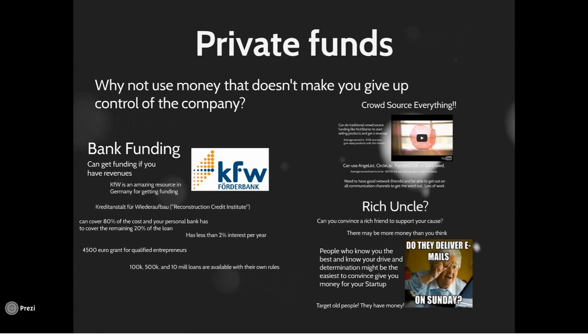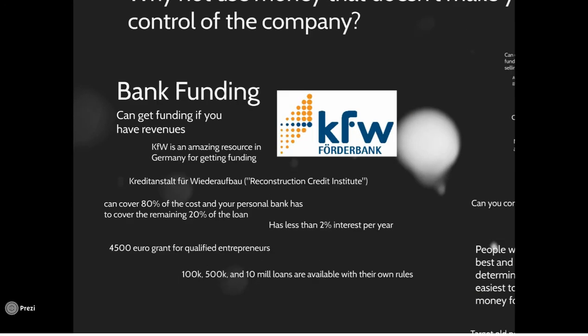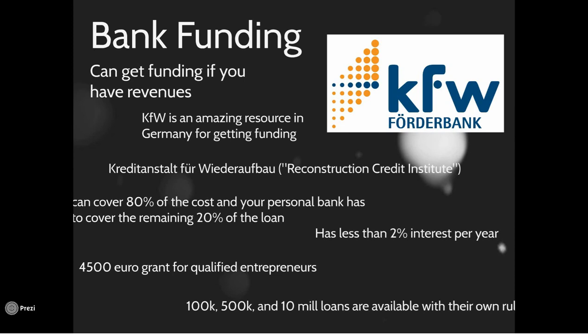So as I said, venture capital is kind of the expensive way to do it, because in the end, somebody else controls your company. So if you could use private funds, why not use money that doesn't make you give up control of your company? A great way to do this is bank funding, a rich uncle, or just people in the area. So first of all, bank funding. Bank funding is probably the best way, the safest way. And sorry, this seems to be cut off a little bit, but bank funding can get you funding if you have revenues.